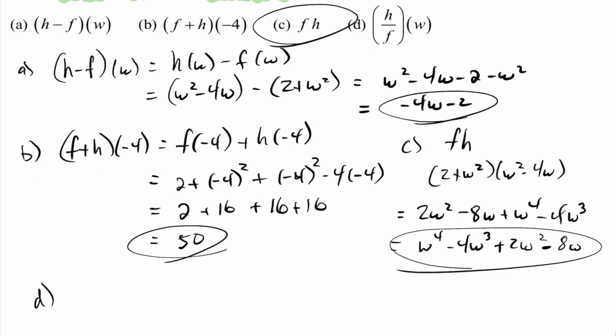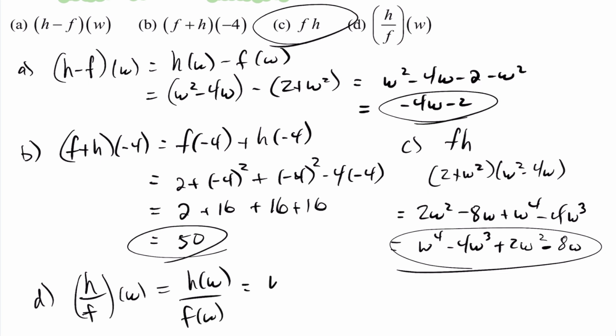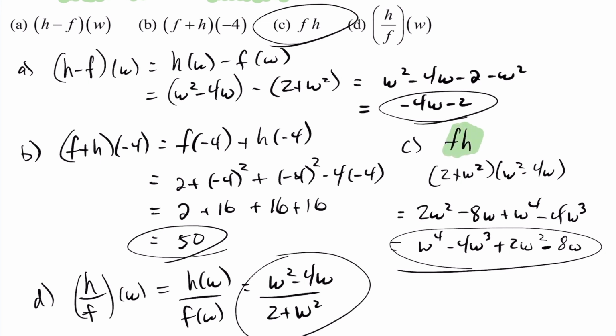All right, taking a look at d here, they want us to evaluate h over f acting on w. And you notice by definition, this is h of w over f of w, which is exactly equal to w squared minus 4w divided by 2 plus w squared, and that becomes our new function here. So you notice the difference between these two here. This is f times h, and they didn't really give a variable that we're multiplying by, and this is h over f acting on w. So this is to be expressed as a function of w.